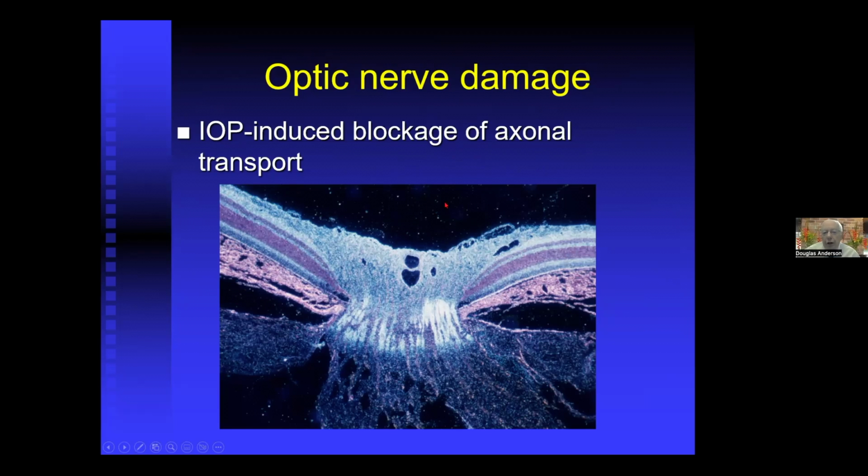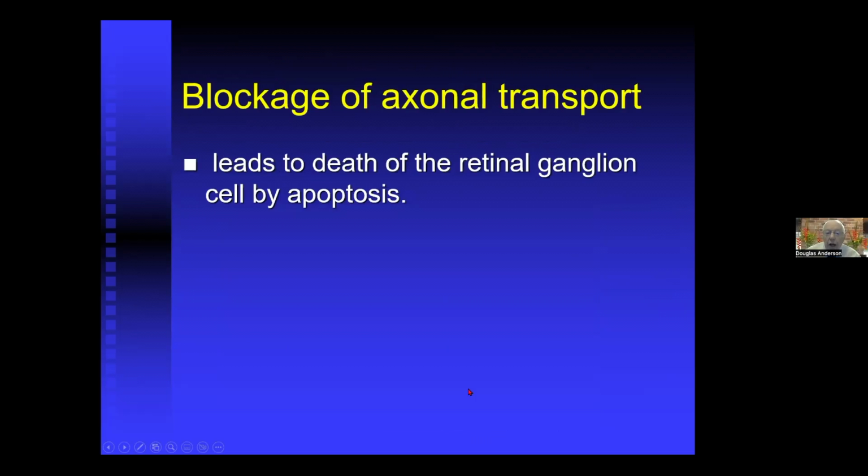So what are we seeing here? This is an eye where a radioactive amino acid, probably leucine, for example, was injected into the vitreous. It was taken up by the Golgi apparatus in the retinal ganglion cells. And the protein that was created there was carried along the axons through the optic disc and all the way to the lateral geniculate body.